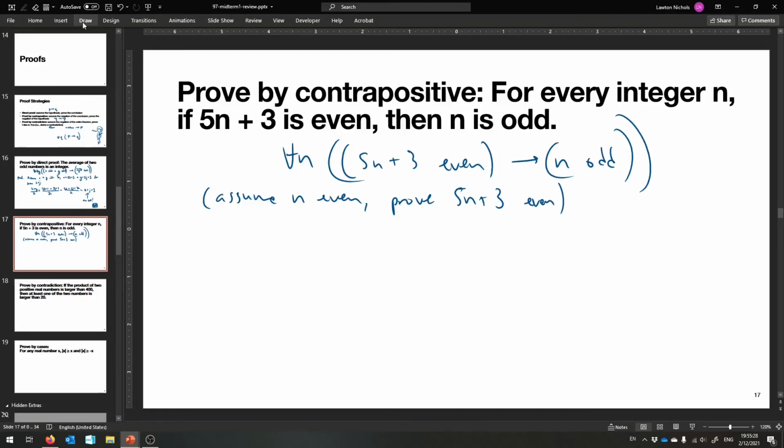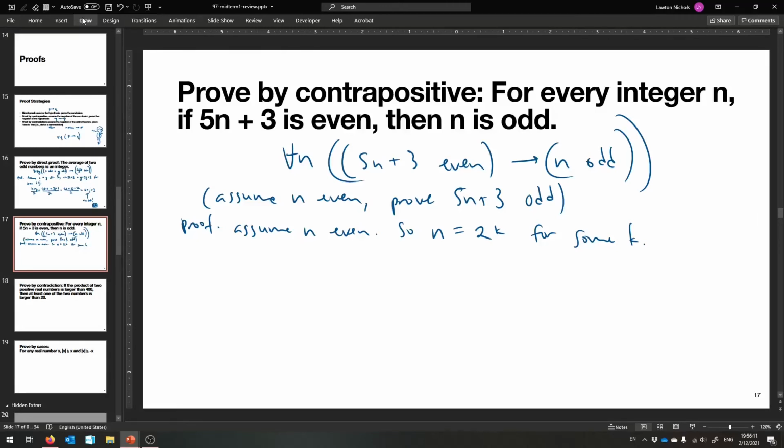Okay, so proof. Assume n is even. That means n equals 2k for some k. Now that we have this, let's go and prove that 5n plus 3 is odd. However shall we do this? Why do I keep saying even? I'm sorry. I'm sure you're yelling at me through the screen right now. It's hard to be precise and also say things.